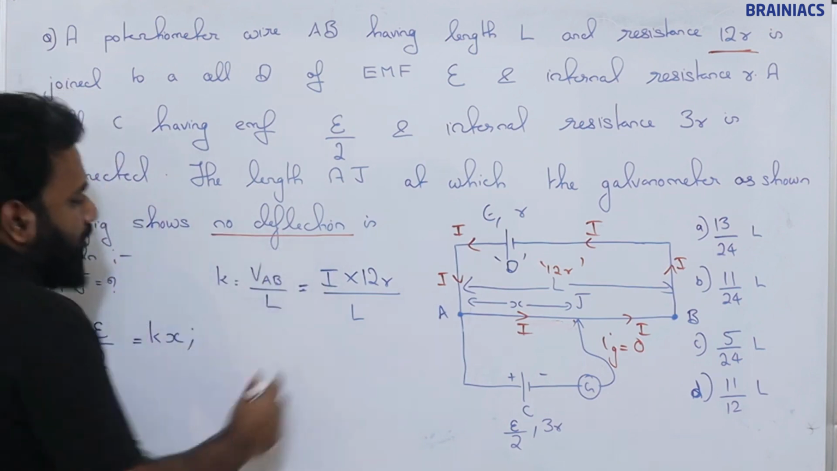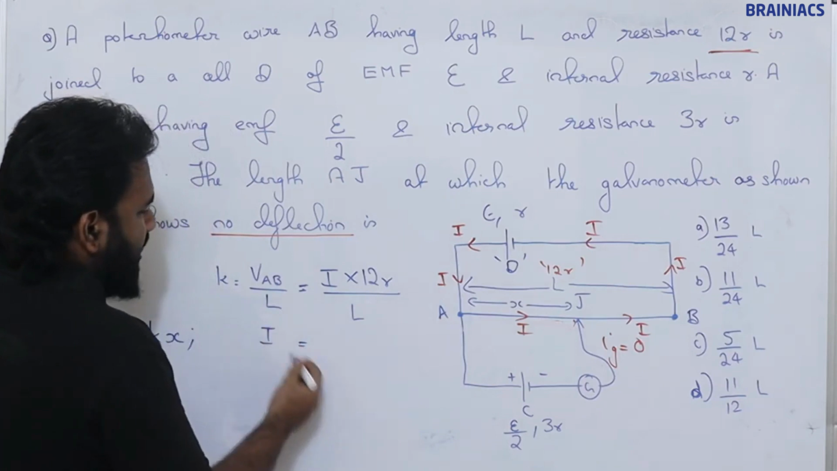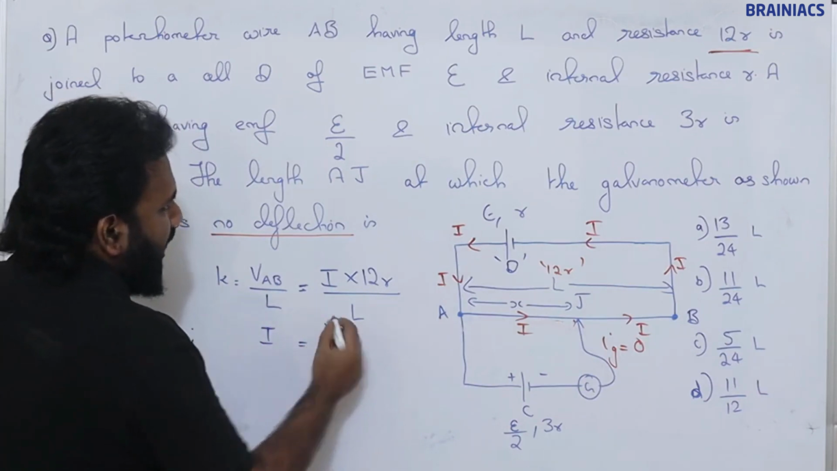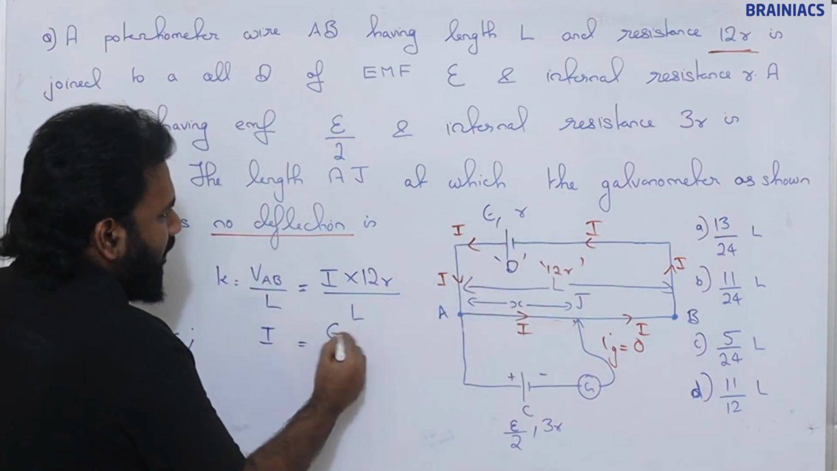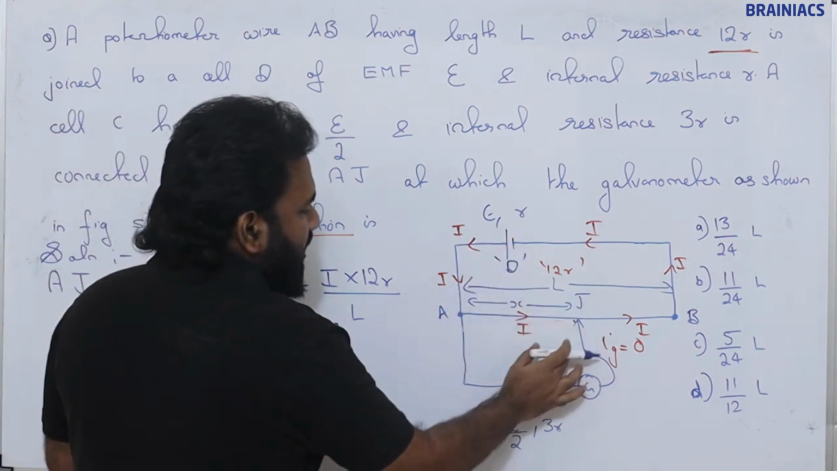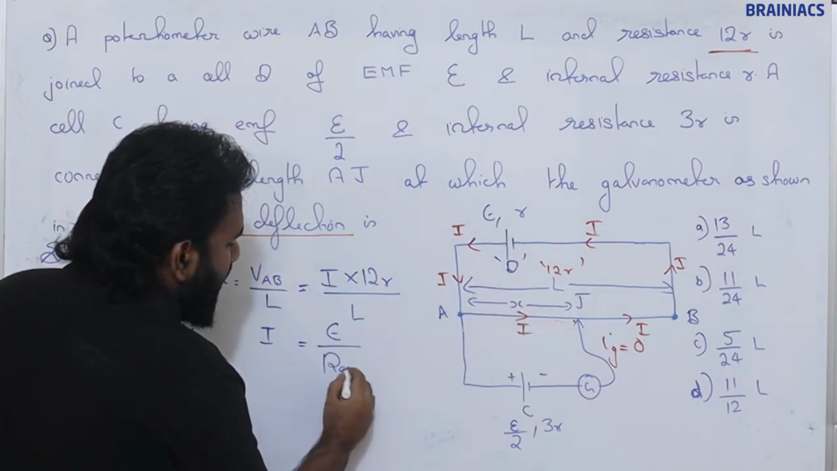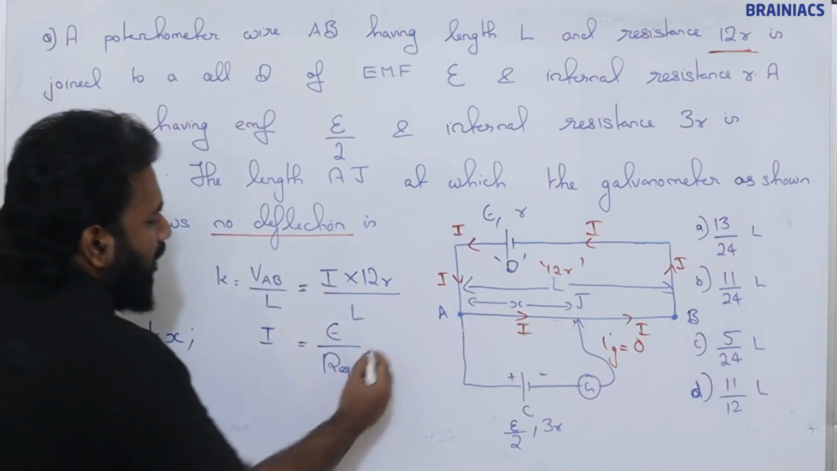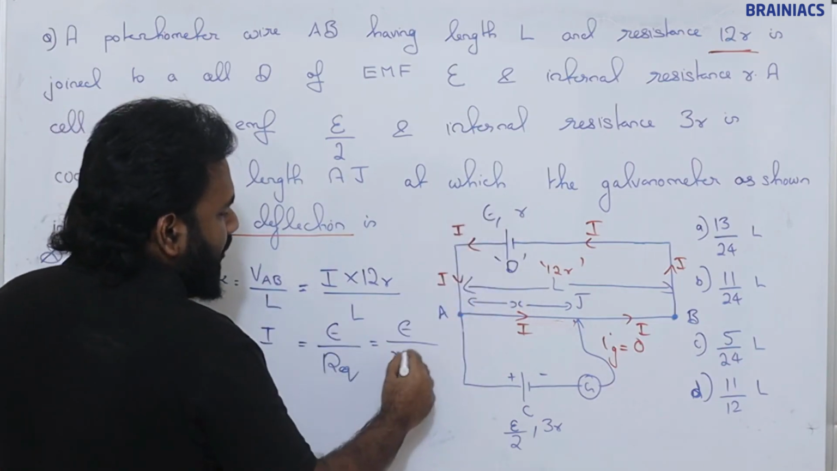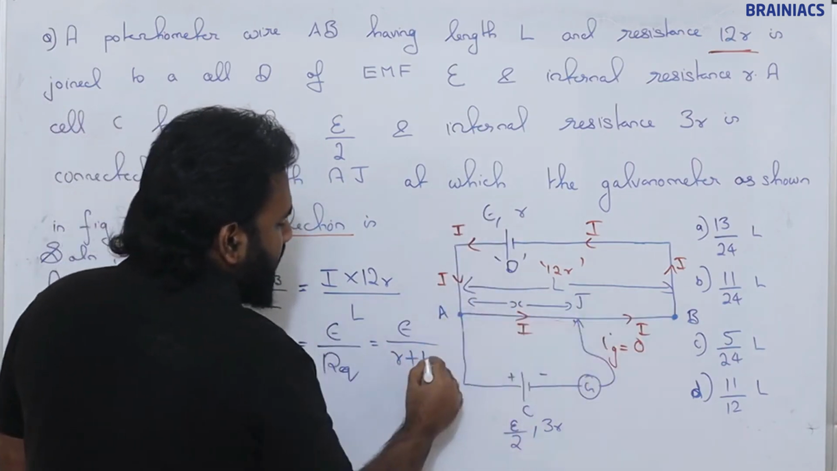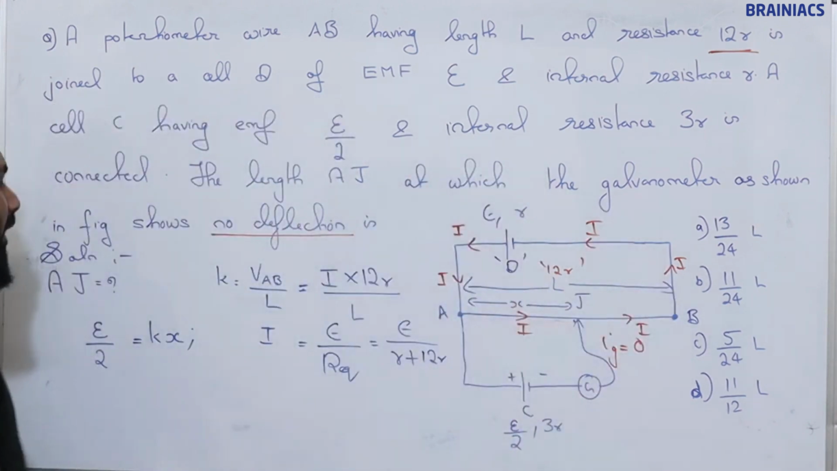What about this I? Let us see separately. I is equal to voltage by R equivalent. Only this cell is active; this one is inactive, no current here. So I is E divided by R equivalent. What is R equivalent? Internal resistance R plus this wire resistance 12R. Any other resistance? Nothing else is there. Clear?